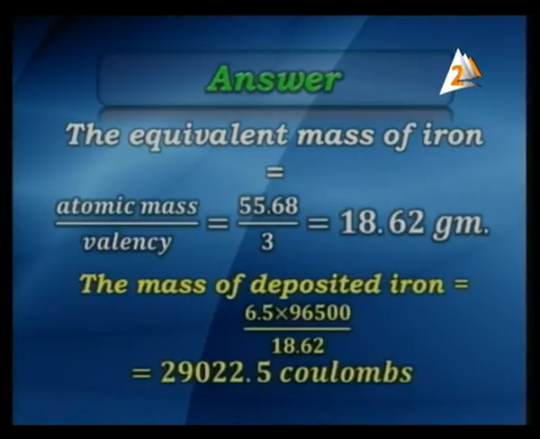Here we have the mass of deposited iron. It's 6.5 equals time times 96,500 divided by 18.62. What is this number? This number means you have Faraday also. So by cross multiplication, depending on the law, find the final result as you see: 290,022.5 coulombs. Why do we say coulombs in this case?